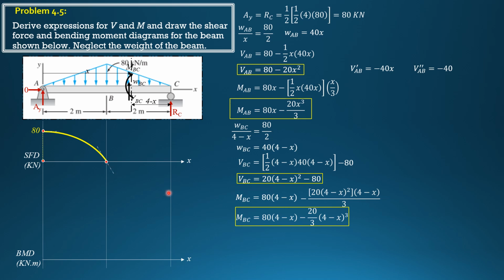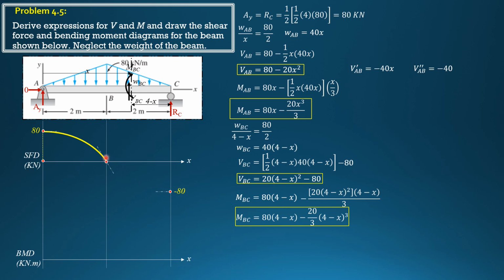Then for the portion BC, when x is defined from 2 to 4, when x is 2, 20 times (4 minus 2) squared, so 20 times 4, 80, minus 80, so it is just the continuation. It begins with 0 here. This is 0 when x is 2. Then when x is 4, this is negative 80. Put that negative 80. So how do we connect these 2 points? First, based on slope, the intensity of the load is 0, so it is horizontal.